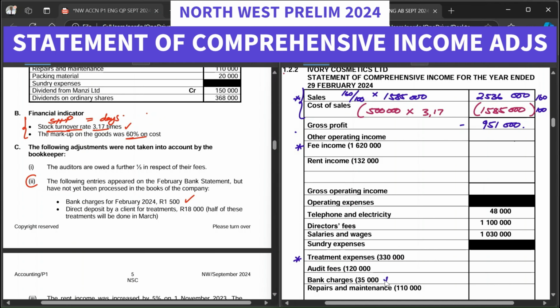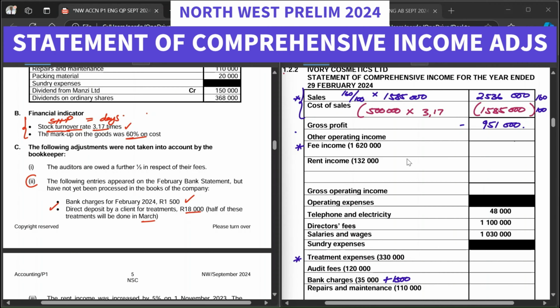So you'd simply come and add your bank charges. Here we're just wasting time, I know you know this one. The second one now, a direct deposit by a client for treatments, 18,000. Half of these treatments will be done in March, so this is income received in advance.